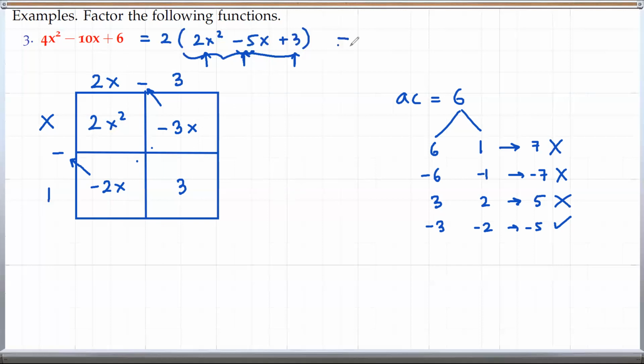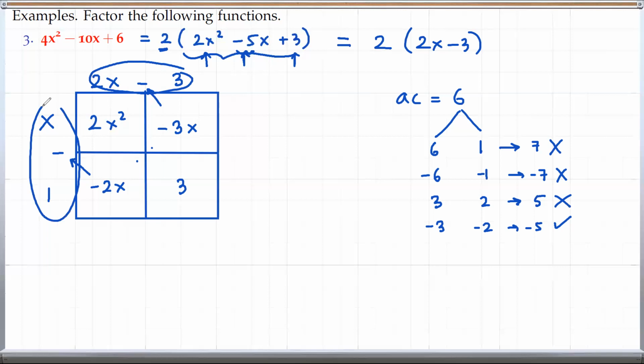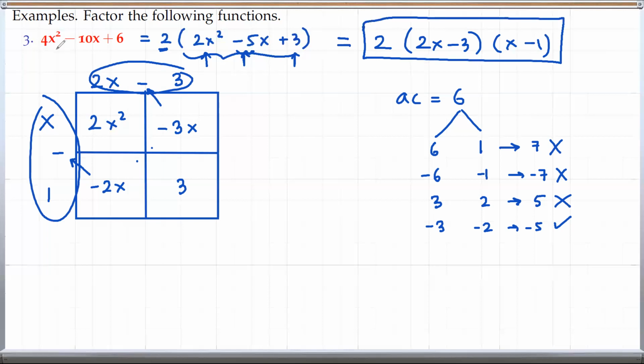So going back here, we get 2 as it is from here, times 2x minus 3 as one of the factors, this one, times x minus 1 as another factor. So this is the complete factorization of this trinomial.